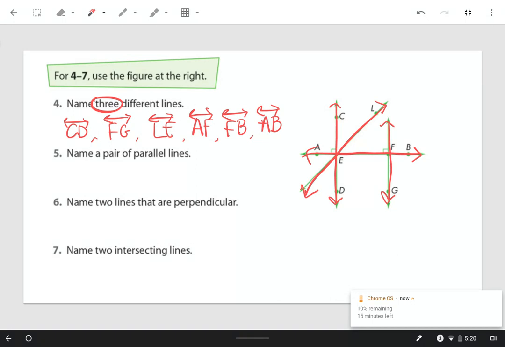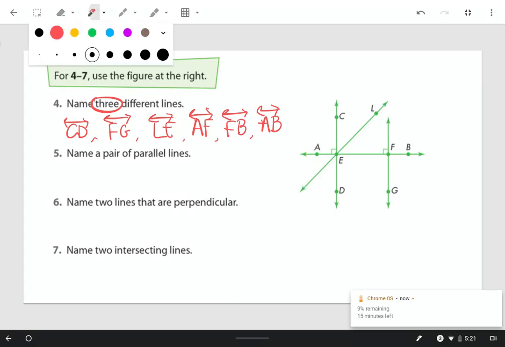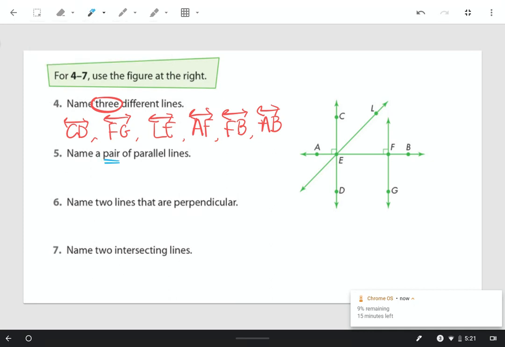So that's a review. Let's look at number 5. Name a pair of parallel lines. All right, so I need to remind myself of what parallel means. So parallel means that they are never going to intersect. And I want a pair, meaning 2 of them. So I need to find 2 lines on this diagram that are never going to intersect each other.